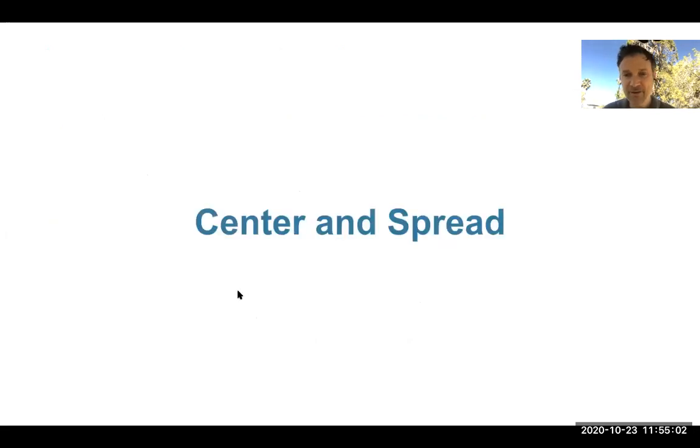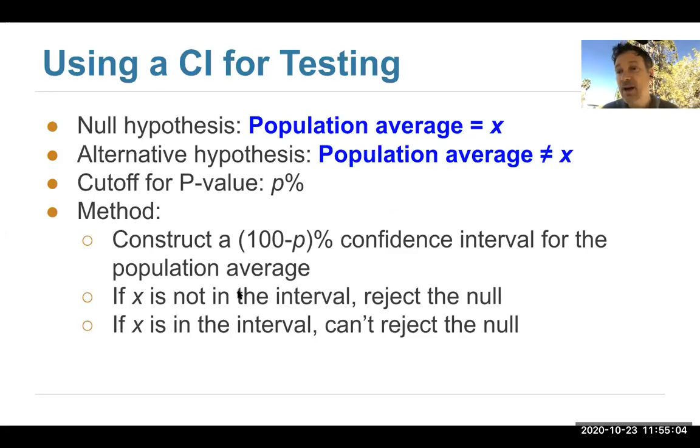Okay, so a confidence interval gives you a way to do a hypothesis test when your hypothesis test is a statement about the population average. And in fact, here's something really neat. If you have a 95% confidence interval for the population average, that is the range of values that would be accepted, that if you took one of those values and stuck it in your null hypothesis, then you would not reject the null.